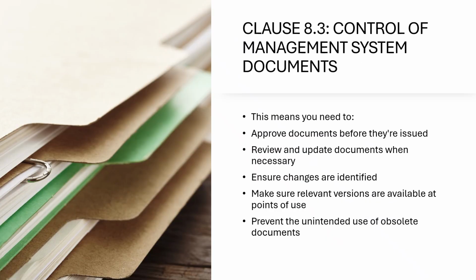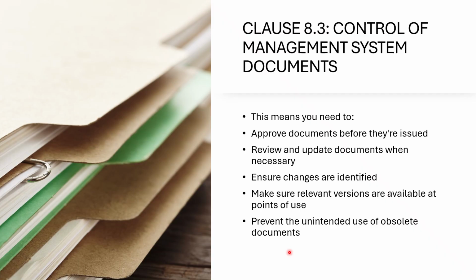Now let's talk about clause 8.3, that is control of management system documents. Having documents is one thing, but controlling them is equally important. Your laboratory must have a procedure to control all documents that form part of the management system. This means you need to approve documents before they are issued, review and update documents when necessary, ensure changes are identified, make sure relevant versions are available at point of use, and prevent the unintended use of obsolete documents.